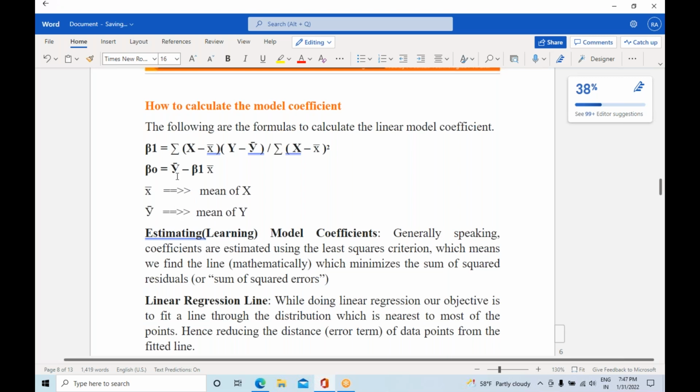Okay, but you have to calculate your b1 as well, right? b1 is the sum of (x minus x bar) into (y minus y bar), divided by the sum of squares of (x minus x bar). Okay, sum of squares of x minus x bar. So this is the formula to calculate your coefficient.